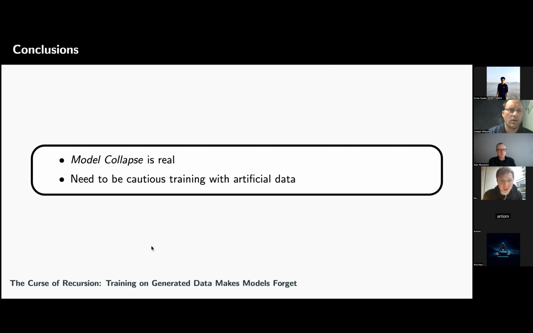Just to summarize, model collapse is real, both theoretically and empirically. We observe that training with synthetic data causes degradation of our models relative to the original data distribution, and it will happen. So we have to take explicit care in dealing with our data and making sure that there is a lot more signal and a lot less noise. And I guess this is great.